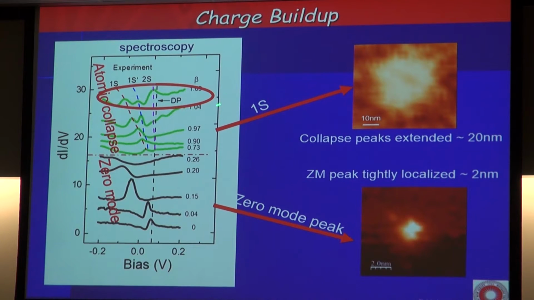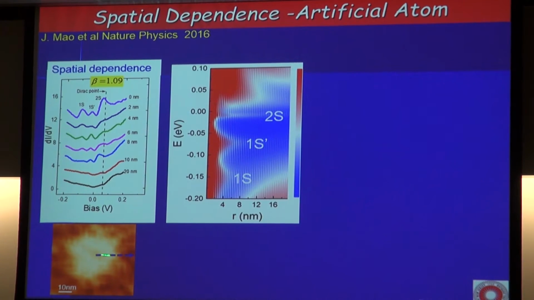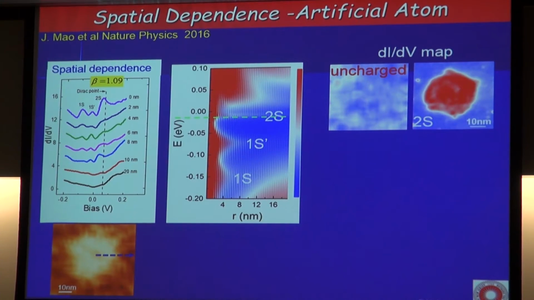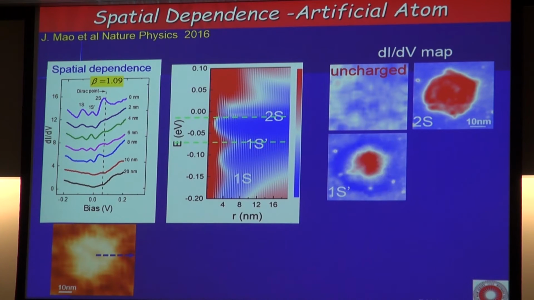So let's dig into this state here. I'm going to focus on the largest charge that we have, 1.09 beta. Starting from the center of the vacancy outwards, we're going to take a density of states as a function of position for each one of these peaks. This is a theoretical simulation. So the 1s is sitting right here, 1s prime, 2s. Before we pulsed the vacancy, we don't see anything. After we pulse it and reach the beta of 1.09, this is the 2s state. You see an electron cloud sitting right here. This is the 1s prime state, and this is the 1s state.